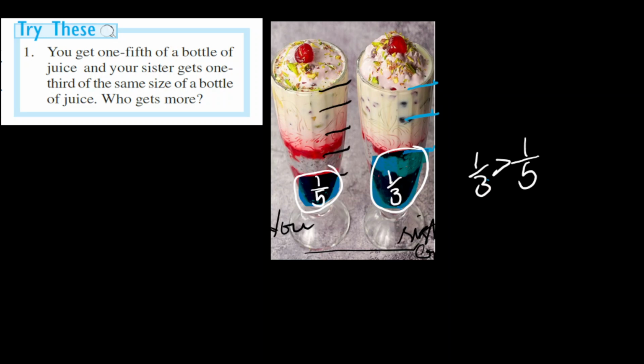You can solve like this, or you can also solve it another way. See, these are unlike fractions with the same numerator. So you know that in unlike fractions with the same numerator, the greater denominator gives the smaller fraction and the smaller denominator gives the greater fraction. So here 3 is the smaller denominator, so we can write 1/3 is greater than 1/5.